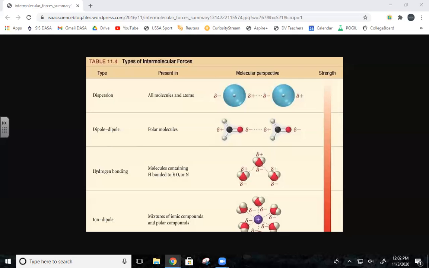Okay? So the way that I kind of think of it is hydrogen bonding is kind of a subset of dipole dipole. It's kind of like pasta and spaghetti, right? Is it stronger? It is stronger. Wait, why does the strength go up? How does the strength go up?